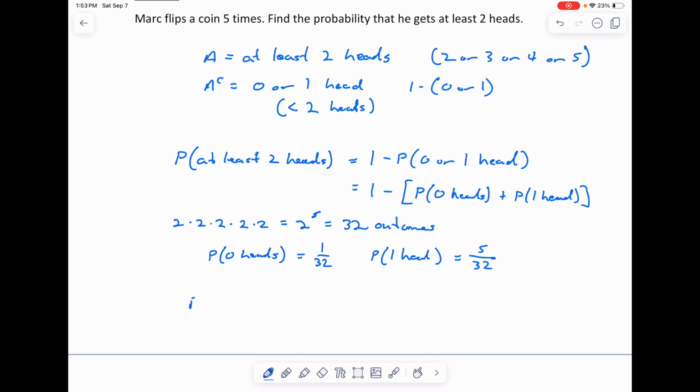So our probability then of at least 2 is 1 minus the 1 over 32 plus 5 over 32, which is going to be 26 over 32, or 0.8125. So I just wanted to give you a concrete example of how you can use a complement to make a problem much more efficient than trying to hit it kind of straight on. Okay, so that's everything with strictly probability.